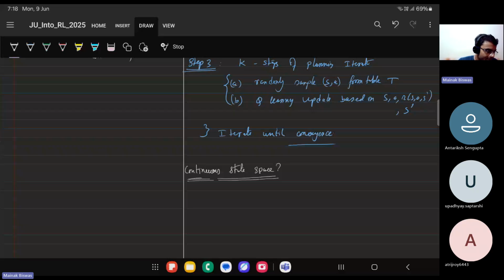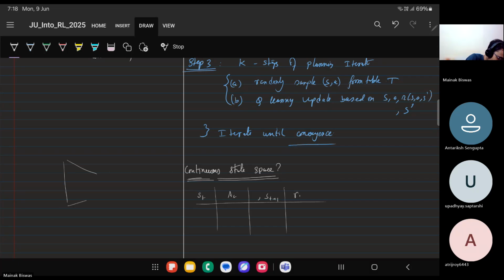Phi of st, continuous state space. So your st, at, st plus 1 and reward. You can train networks. First of all, one network which will take st and action at and just output st plus 1, and the other network would be outputting, say, the reward.